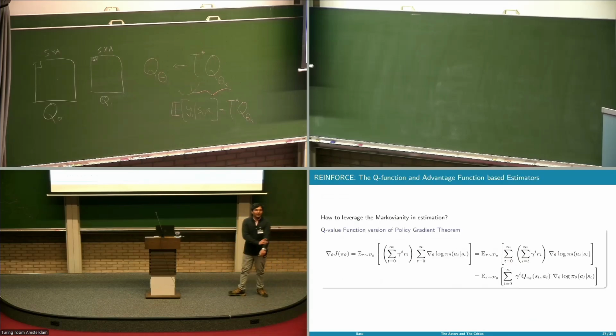So now people have said, okay, I don't have the luxury of infinite length trajectories. I don't want to compute this sum separately. Can I use something, can I leverage the Markovianity a bit more during the estimation? The answer is yes. And the answer is very simple.